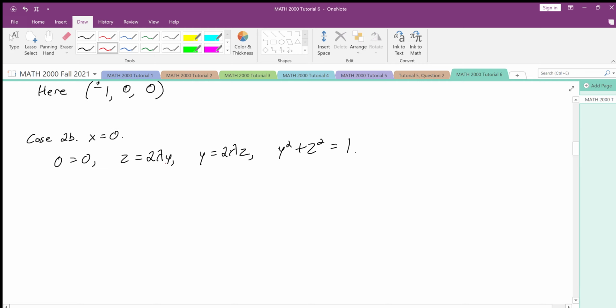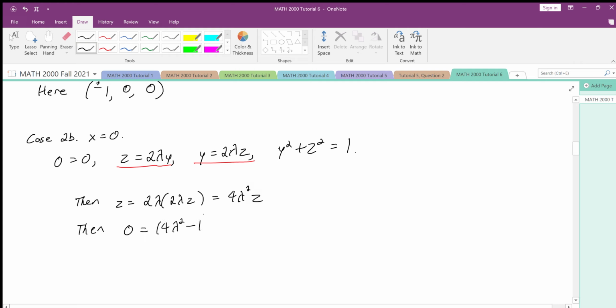So we'll look at this equation and this equation and combine them together. So then z equals 2 lambda y, y is 2 lambda z. I can write that better. That's equal to 4 lambda squared z. So then, if we move everything to one side, we have this. Okay, so we might consider if z is equal to 0.